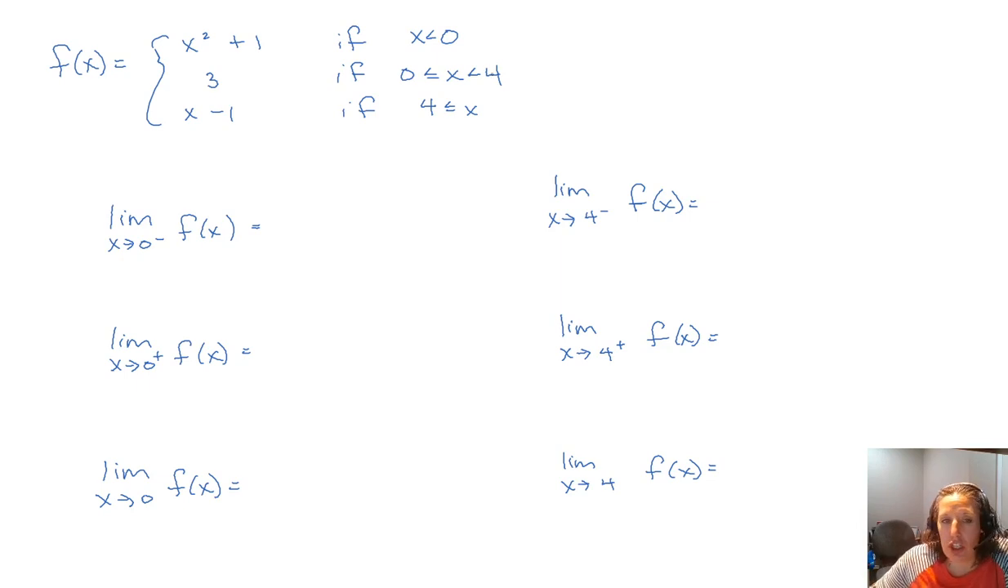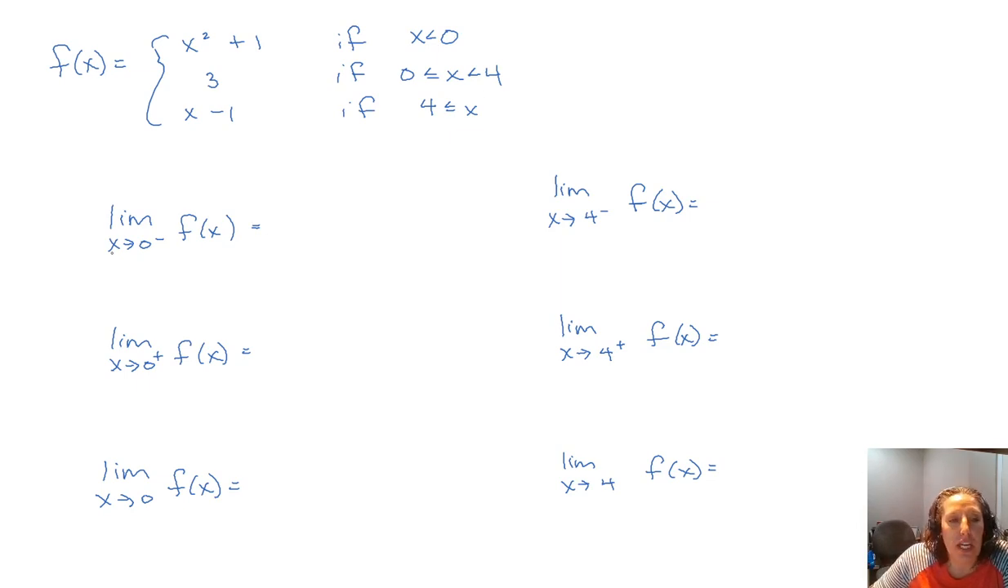So we are going to look at the two breakpoints. This function is what we call piecewise continuous. We've got polynomials in each of our pieces that are going to be continuous. The only place where this might have any issues as far as the limit is going to be at those breakpoints, when x equals 0 and when x equals 4.